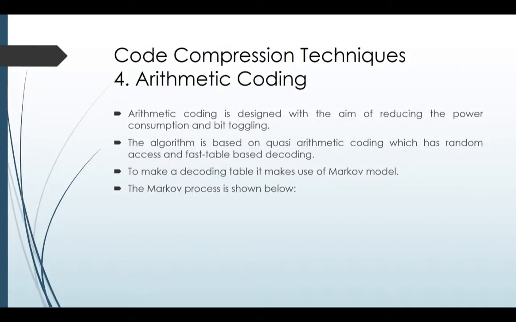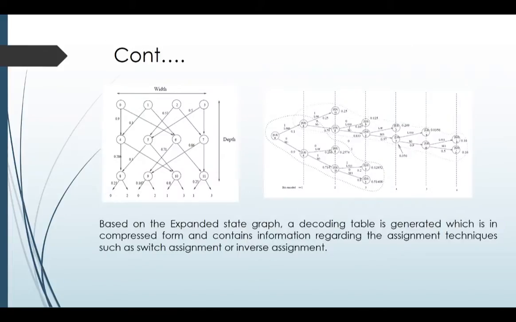Another code compression technique is the arithmetic coding technique, which is designed with the aim to reduce power by reducing the bit toggling. The algorithm is based on quasi-arithmetic coding and it makes use of the Markov model. The Markov process is shown below. It makes use of regular assignment and inverse assignment techniques to reduce the bit toggle.